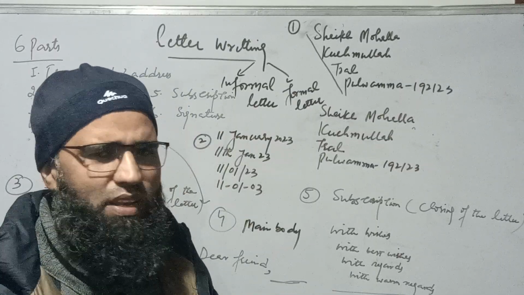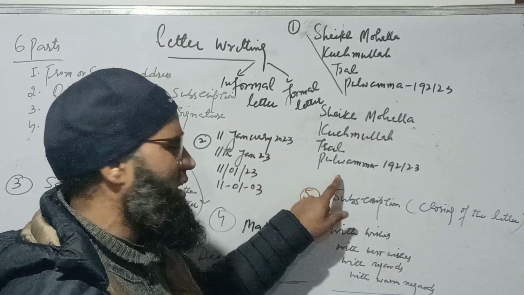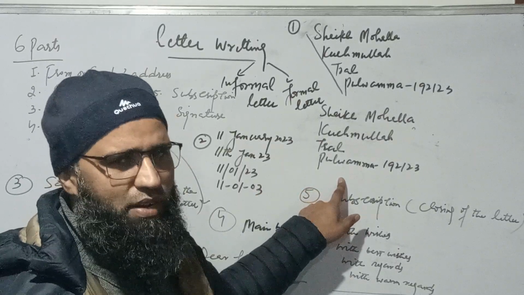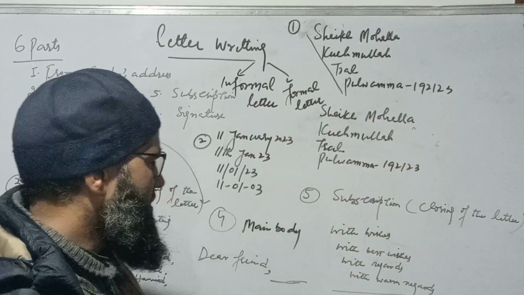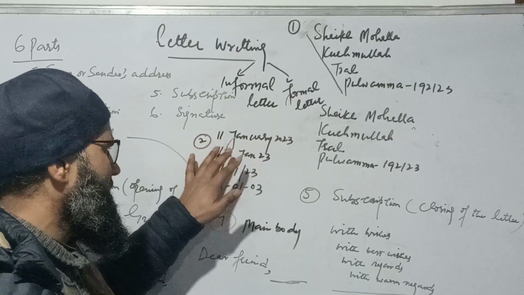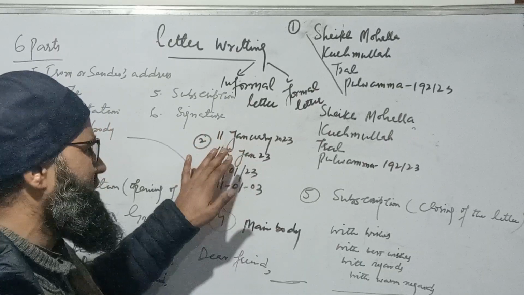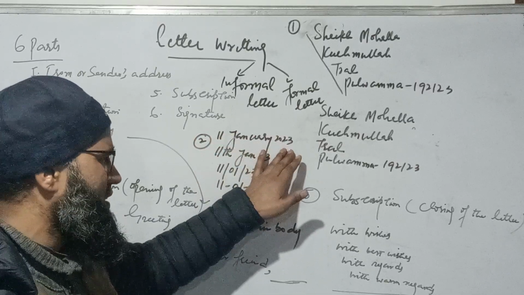The second part of the informal letter is the date. The date is written below the from address. You can write the date in different forms. First of all, suppose the day is the 11th of January, you have to write 11th January 2023.